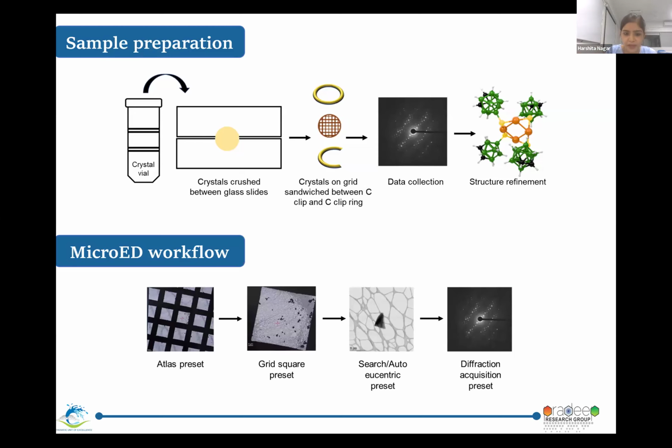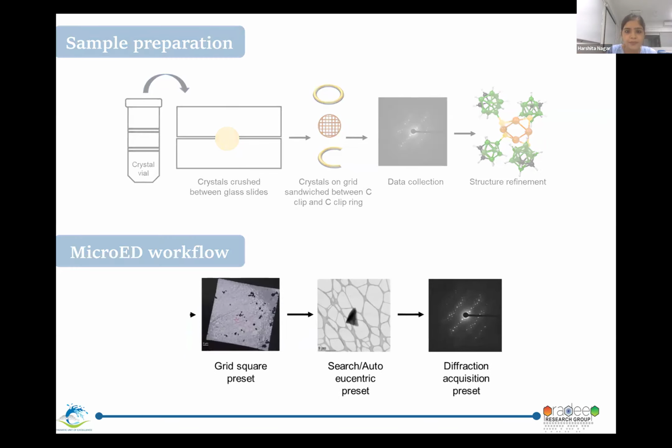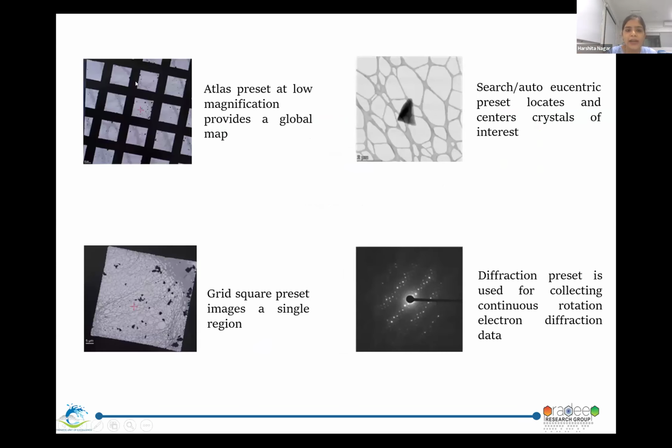It has four different types of presets. First is the Atlas preset, which will give you the whole magnification, like a global map, a complete view of the grid. After that, we select one particular grid square, which is known as the grid square preset, which gives the entire view of one grid square. After that, we select one particular crystal, known as the search or autocentric preset, where we check the crystal of our interest. And the last is the diffraction preset, where we diffract that particular crystal for collecting the electron diffraction data.